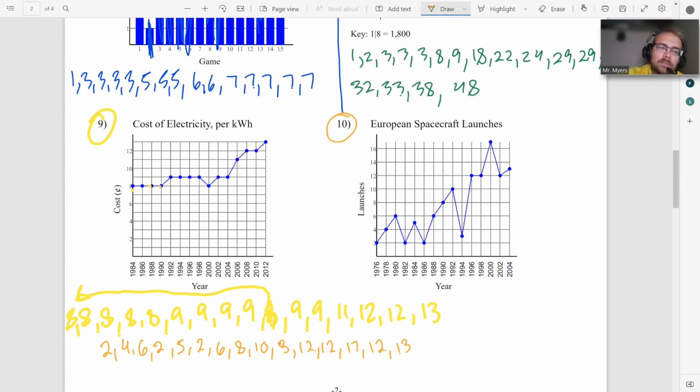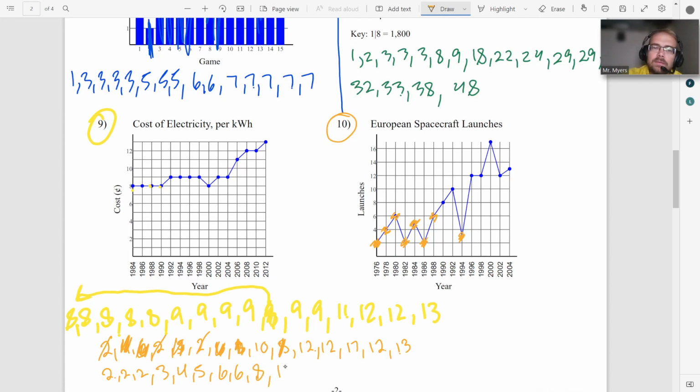So there are 3 twos, 1, 2, 3. And you could either cross them off on the graph as you go, or you can cross them off on your list as you go. Either way, really. So 1, 2, 3. What's next? We have a 3. So there's a 3. Get rid of that. And then we have a 4. Get rid of that. We have a 5. That's right here. We have 2 sixes, 5, 6, okay. We have an 8.